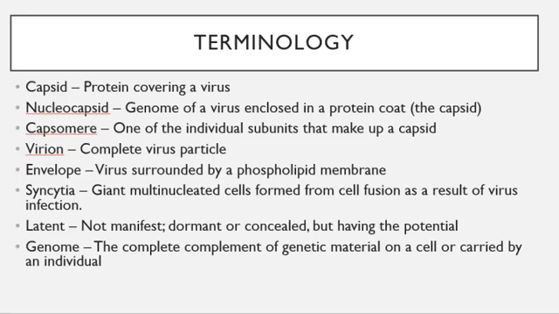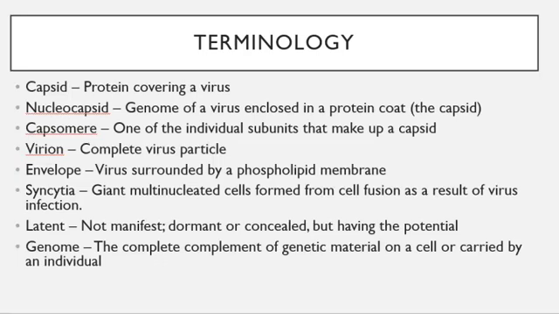The capsid is a protein that covers the virus. The nucleocapsid is the genome or genetic material of a virus that is enclosed in a protein coat. It's also referred to as just the capsid. The capsomere is one of the individual subunits that make up the capsid. The virion is the complete virus particle. The envelope is when the virus is surrounded by a phospholipid membrane.